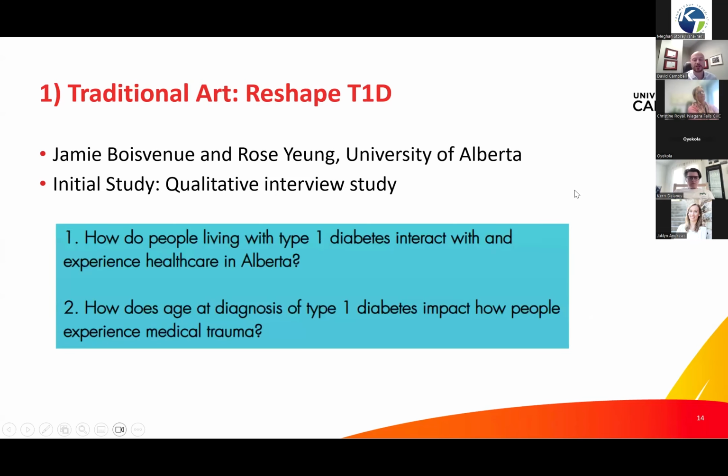And this is a project that was led by Jamie Boisvenu, who is a PhD student at the University of Alberta, and his supervisor, Dr. Rose Young. And their initial study, where they started, was with an interview study using community-based techniques.